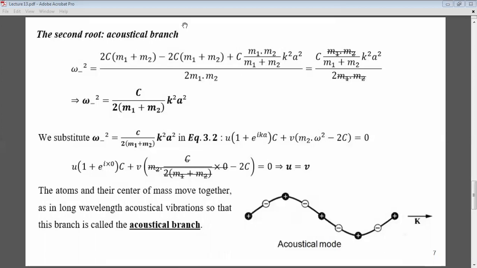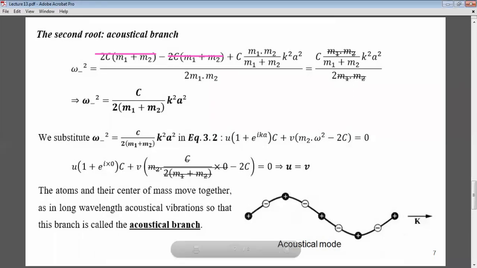Here what will disappear is this term and this term because they are exactly the same. And now I have c into (m1 plus m2) over (m1 dot m2) times k squared a squared over 2. The m1 m2 cancels out with m1 dot m2, and I will have the negative branch be c over 2 into (m1 plus m2) k squared a squared. If we substitute this in this equation, I will have u equal to v. So the atoms and the center of mass move all together, and in the long wavelength regime, we call these acoustical vibrations. So this mode we call the acoustical branch.